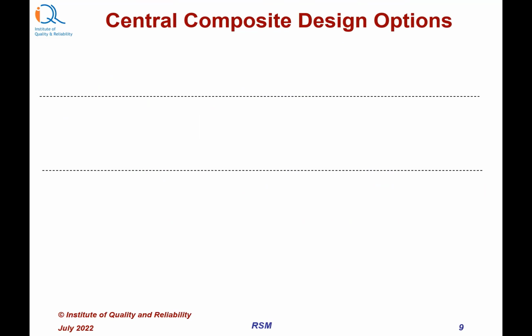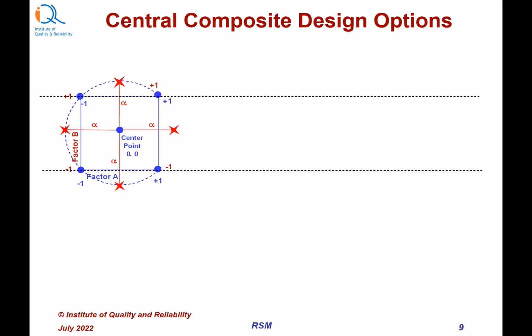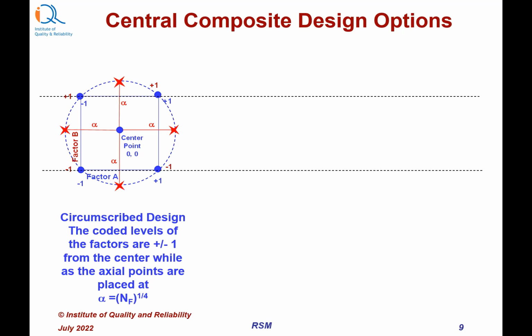Let us see the three typical options used in case of central composite designs. The first option is circumscribed design. This is also the default option. The coded levels of the factors are plus or minus 1 unit from the center of the design space, while the actual points are placed at alpha, which equals nf raised to 1/4, where nf is the number of points in the factorial portion of the design.